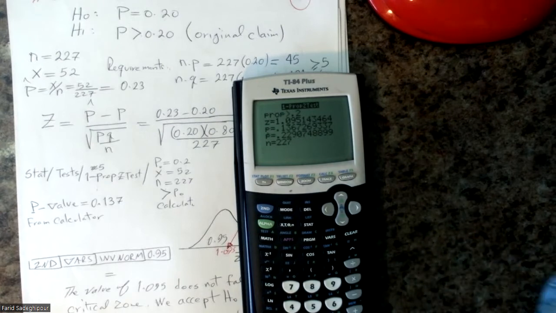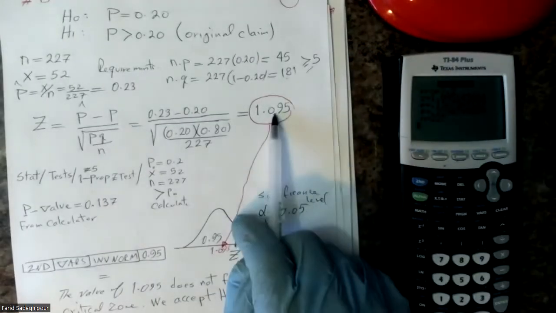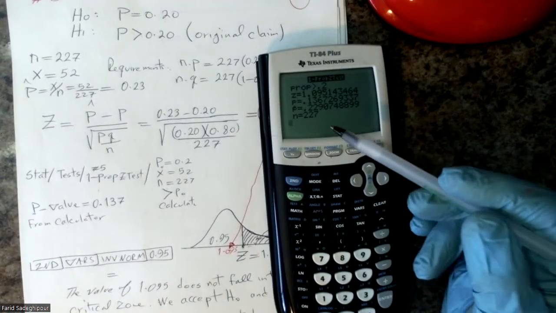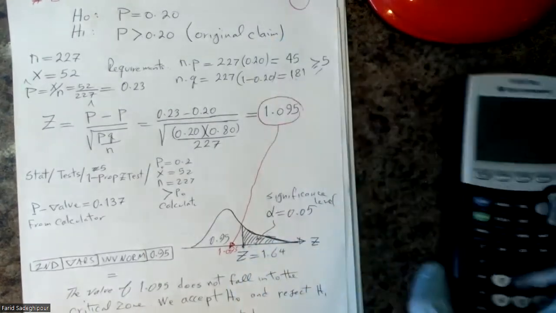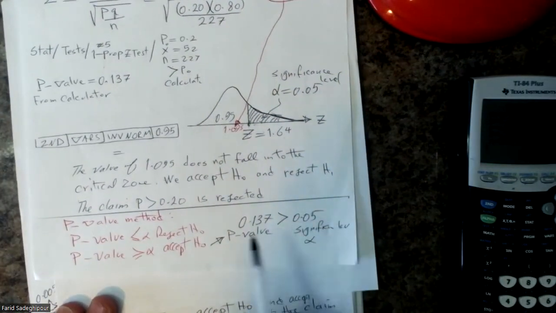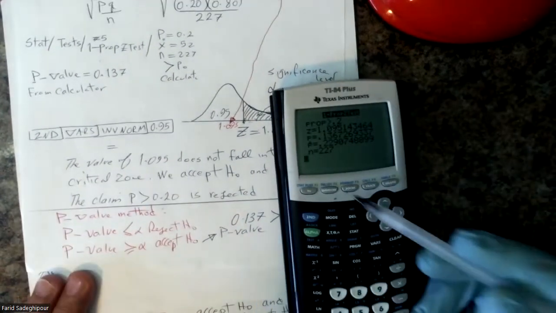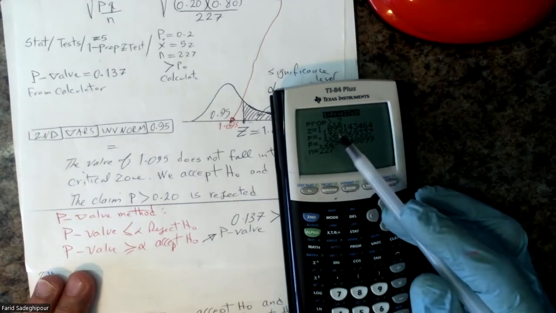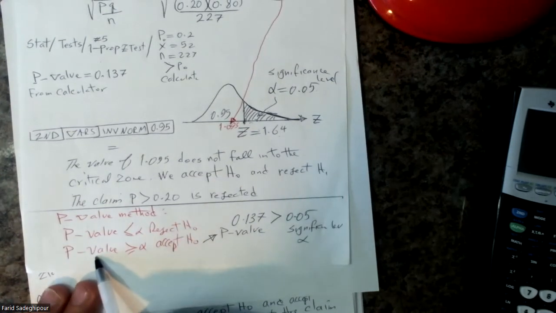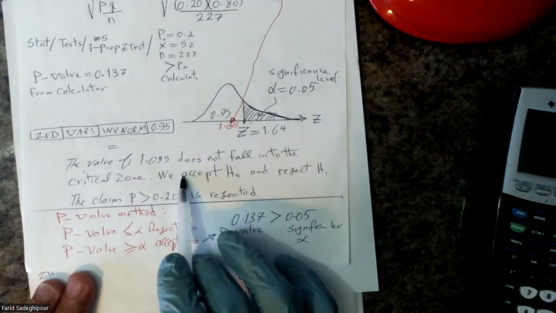The z value is 1.095. That's the number that you have here. Now, the p-value is 0.136 or 0.137. So that's the number that you find through the calculator. If that p-value is less than alpha, you reject. If that p-value is greater than alpha, which is the case here, then we accept H0, and that matches here.